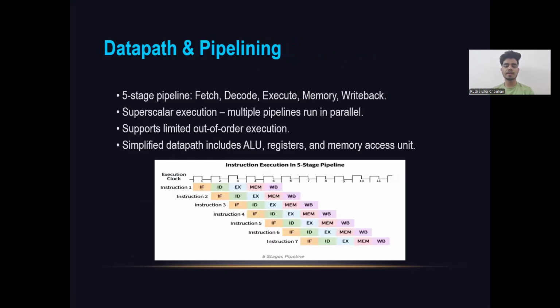Now the data path and pipelining. As you can see, SPARC uses a 5-stage pipeline, which consists of instruction fetch, instruction decode, execute, memory access, and write back. This pipeline allows new instructions to start executing even before the previous ones finish, which increases throughput. UltraSPARC also supports superscalar execution, which means multiple pipelines can operate simultaneously. In some models, limited out-of-order execution is also supported. The data path includes all the essential components: the program counter, the instruction cache, register file, ALU, and the memory unit. Together, these units allow smooth instruction flow and efficient arithmetic and logical computation.